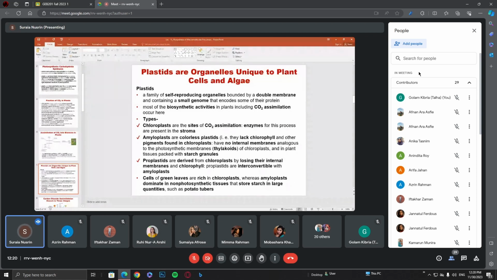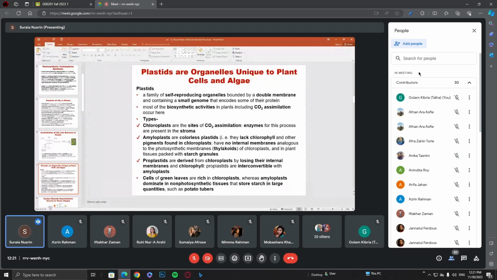Second one is amyloplast. Amyloplasts are colorless plastids. Chloroplasts have the pigment chlorophyll, whereas amyloplasts don't have chlorophyll or any other pigment, and they don't have internal membranes, the photosynthetic membranes known as thylakoids. So they don't have these. And what is their main function? They are filled with starch granules. That means after the starch is synthesized, it is stored within the amyloplast.